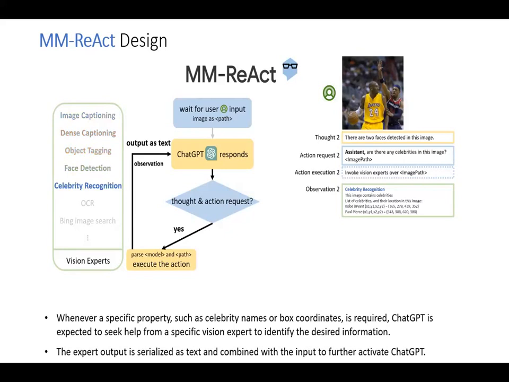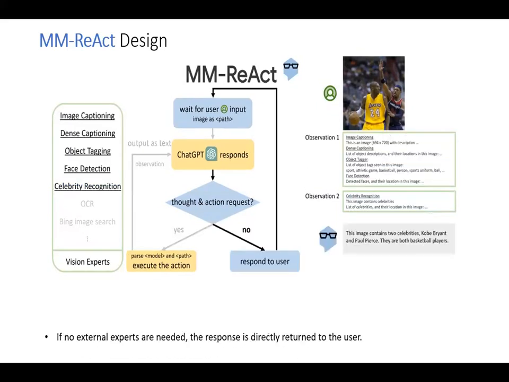And face detection may localize the faces in the image, but it doesn't recognize the identities of these faces. So celebrity recognition is called to get the names of these two persons. For each call, the outputs from the tool are serialized in text and fed back to ChatGPT for it to decide the next move.